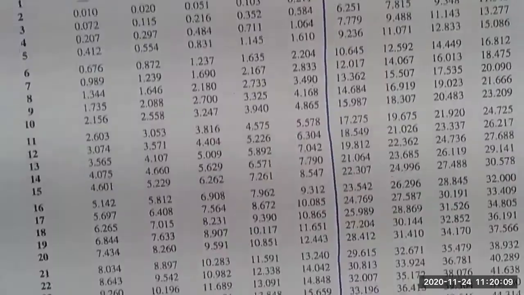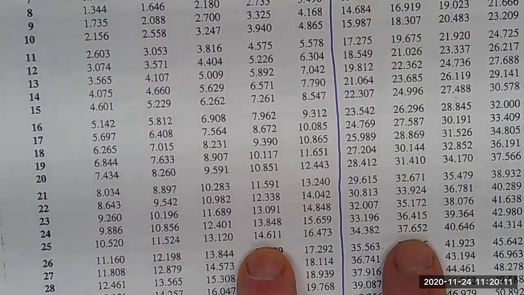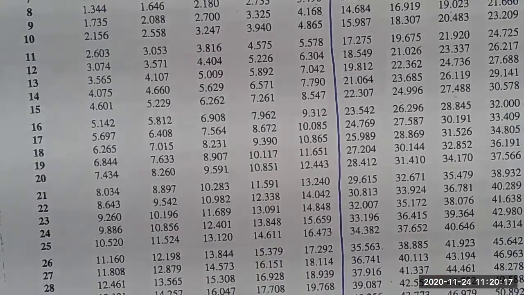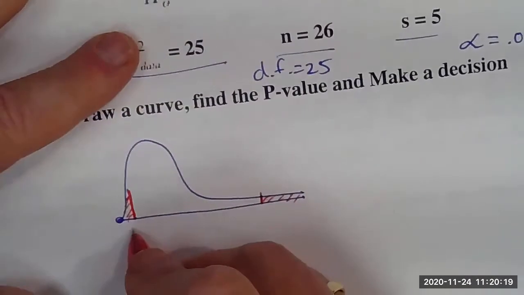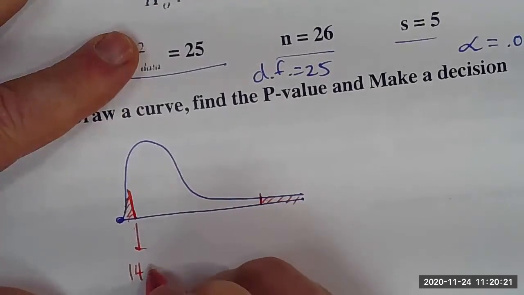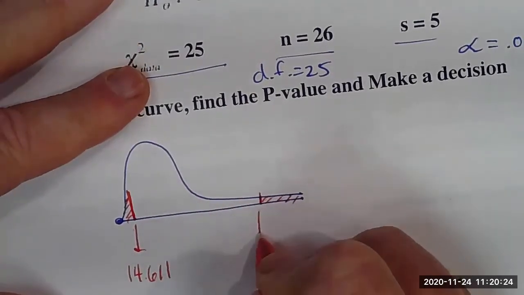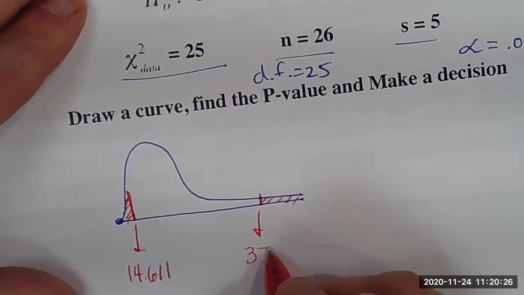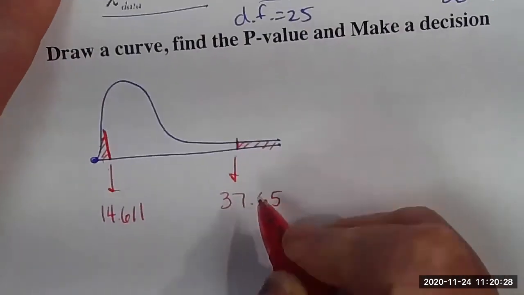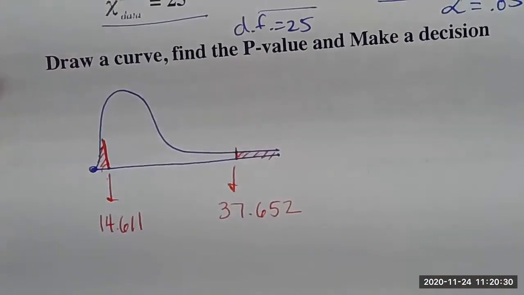So here's that number again. I'm going to use 14.611 along with 37.652. This number right here is 14.611, and this one here was the 37.652.